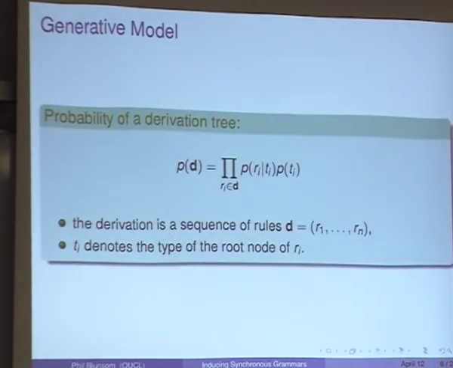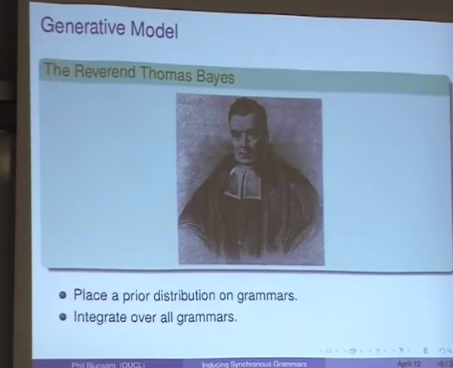So to summarize this with an equation, it's very simple. The probability of a tree, which I call a derivation, so any given tree, we'll call it a derivation, is simply the product of all the rules we used. So the probabilities of all the rules and the probabilities of their type. Because at each step we're choosing a type, then we're choosing a rule, then we're choosing a type, then we're choosing a rule. Very simple, the probability of a derivation is just the product of all these probabilities.